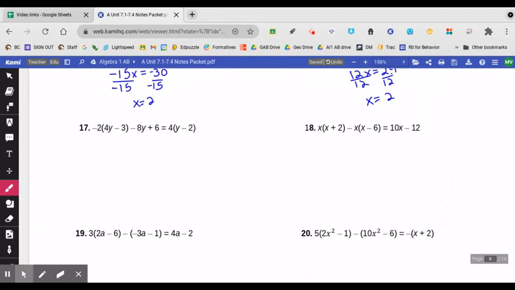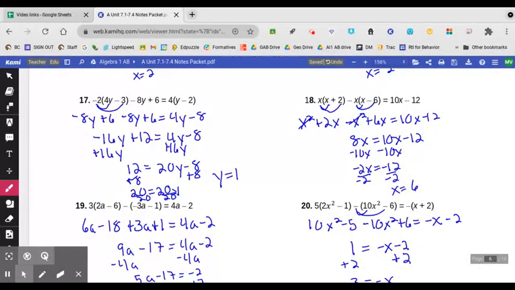Come back and check. Okay, so 17, I start out by distributing. I combine like terms. So add 16y to both sides. Add 8. Divide. The answer is y equals 1. 18, I start out by distributing. When I combine like terms, x squared minus x squared, they cancel out. 2x plus 6x equals 8x. Subtract 10x. Divide by negative 2. X equals 6.